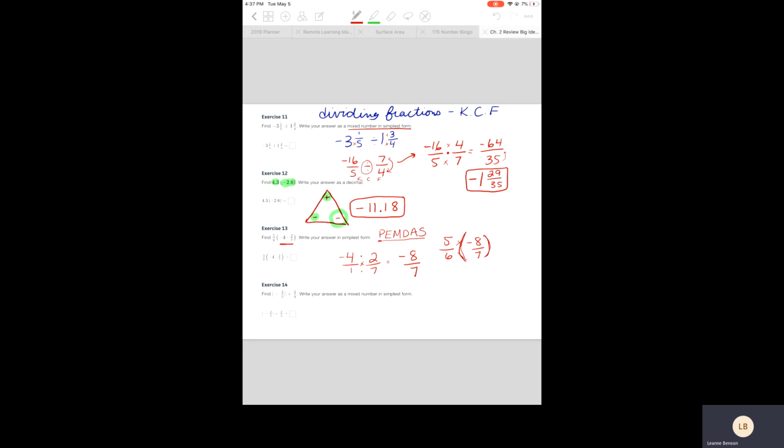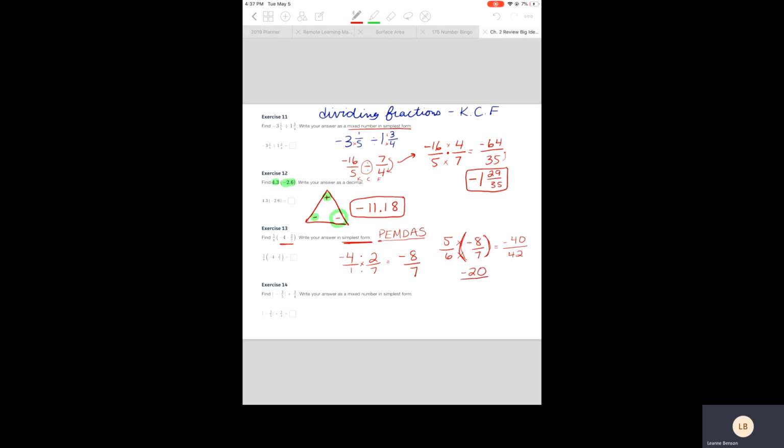So I'm going to do 5 times negative 8, which would be negative 40, and 6 times 7, which is positive 42. Again, this question's asking you for simplest form, as it will always, even if it doesn't say it. You know that's what we want. So it doesn't necessarily need to be in a mixed number. It just says write your answer in simplest form. You could put it into a mixed number if you wanted to, or you could just simplify it differently. So I'm going to divide these both by 2 right away because I know they're even numbers.